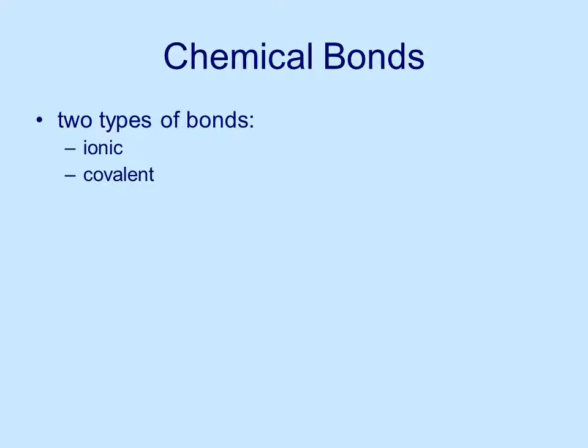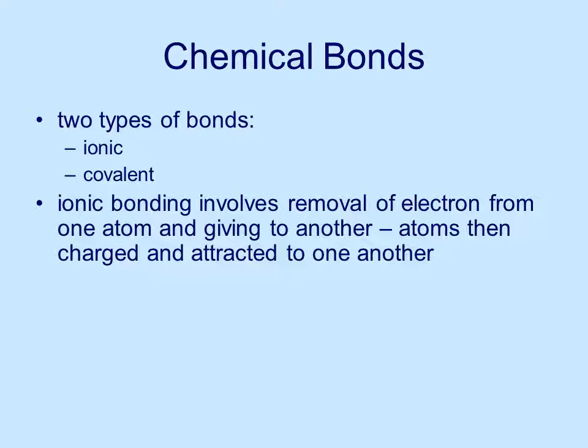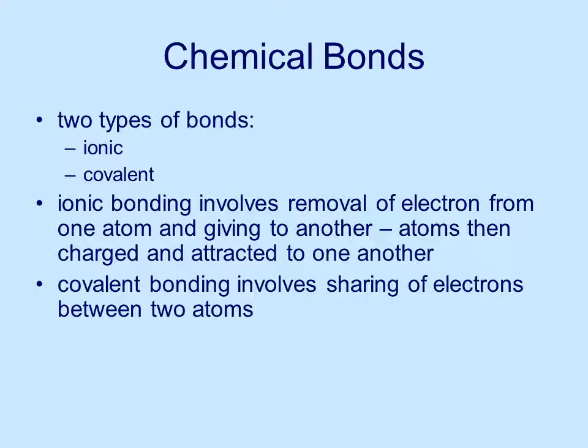Chemical bonds, there are two types. There's an ionic bond and a covalent bond. Ionic bond involves removal of electron, one or more, and giving it to another. The atoms are then charged. You have a positive ion and a negative ion. They're attracted to one another, and we'll say more about this later.